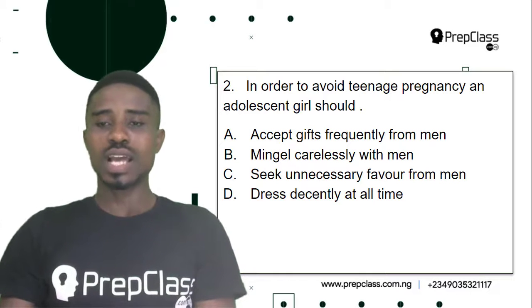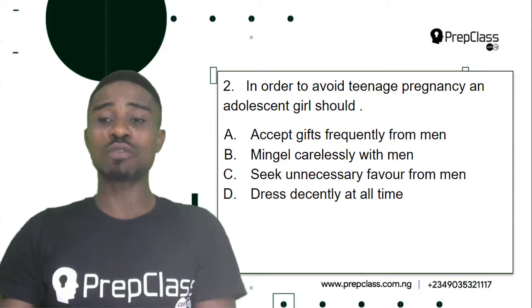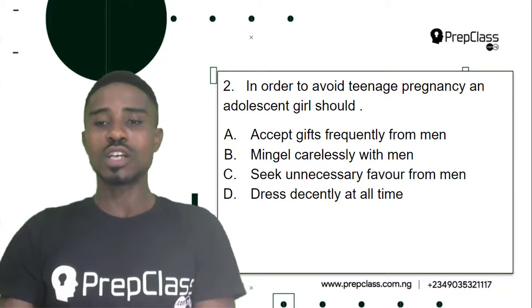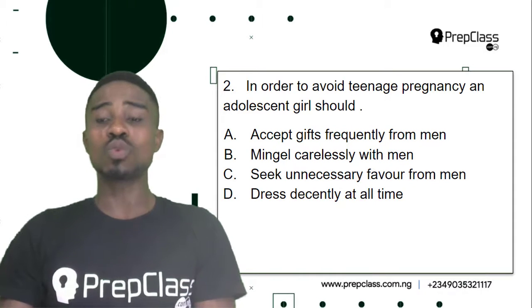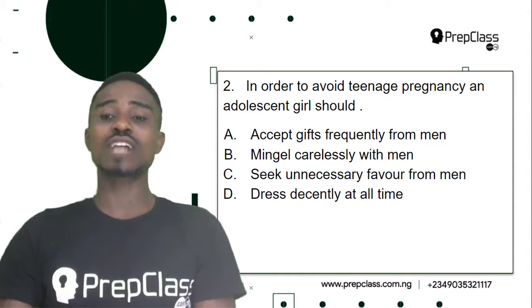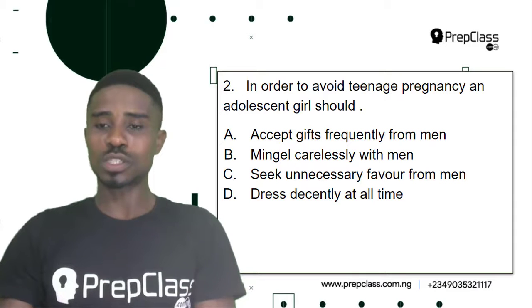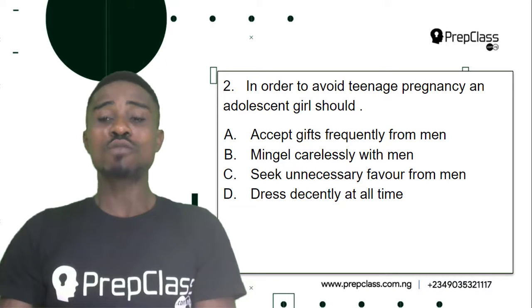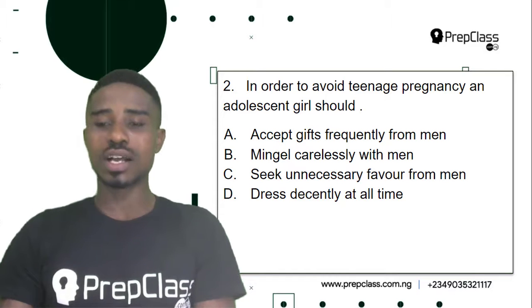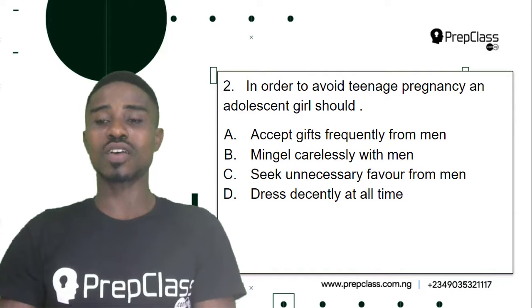Now let's look at the options. Accept gifts frequently from men. When a teenage or an adolescent girl is avoiding pregnancy, definitely she should limit her relationship with men. So accepting gifts from men won't be our correct answer. Mingle carelessly with men would also not be our correct answer because she's trying to avoid pregnancy. So she has to limit her relationship with men. Seek unnecessary favor from men. Now, seeking unnecessary favor from men will serve as a yardstick for men to take advantage of her. So that also would not be our correct answer.